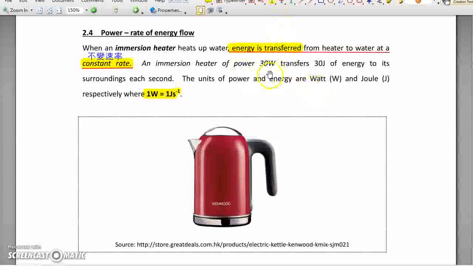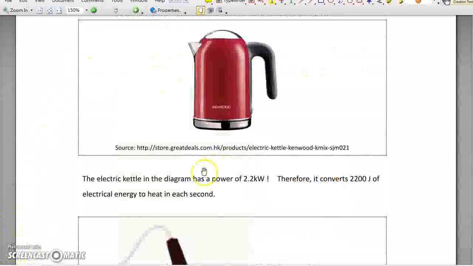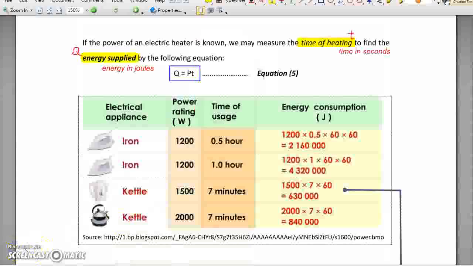And you can see the power of an immersion heater tells you how much energy can be transferred in each second. The electric kettle here in the diagram is a more powerful heater. It can transfer 2,200 joules of energy to the water in 1 second. So, as you can see, if you are given the power of an electrical appliance, then you may know how much energy it may transfer.